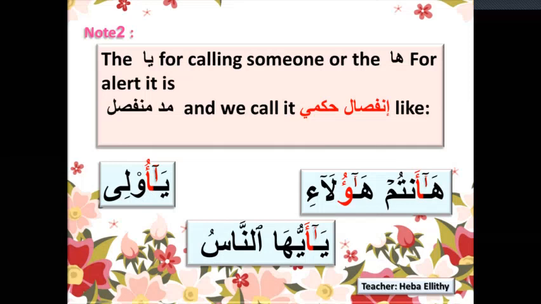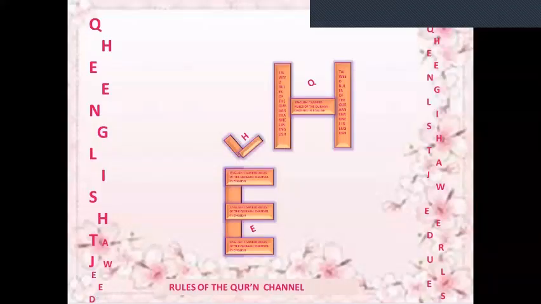Next and last example here for us: ها أنتم هؤلاء. So ها أنتم is one example here. هؤلاء is another example here.